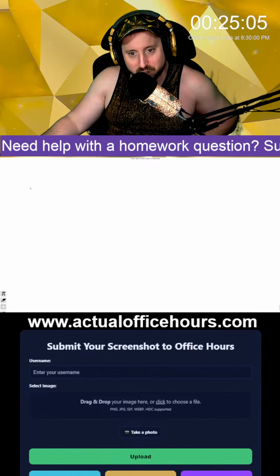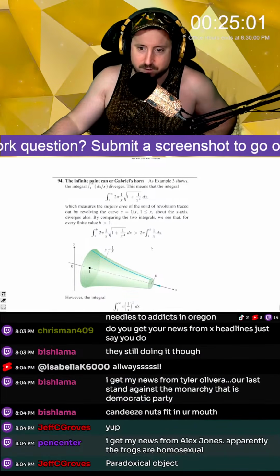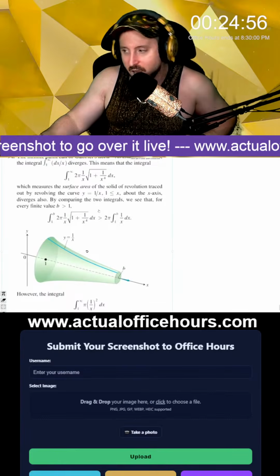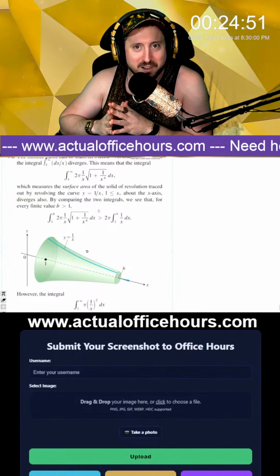Yeah. This is a fun one actually, and I think it comes down to the surface area diverges, but the volume does not. I forget why. There's a really cool reason why it doesn't. You can fill it, but you can't code it.